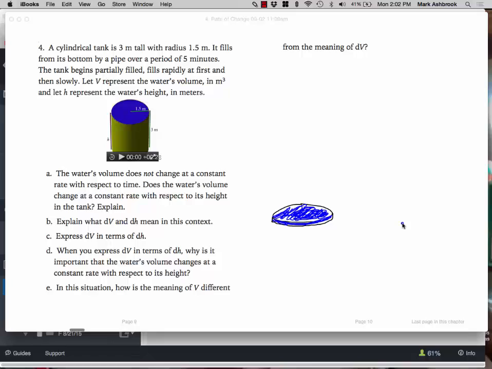And so how are those related? This is a cylinder, just like this is. It's just a really, really flat cylinder. So its volume is the same as the formula for a cylinder, which would be pi r squared. So the volume of a cylinder is pi r squared h.